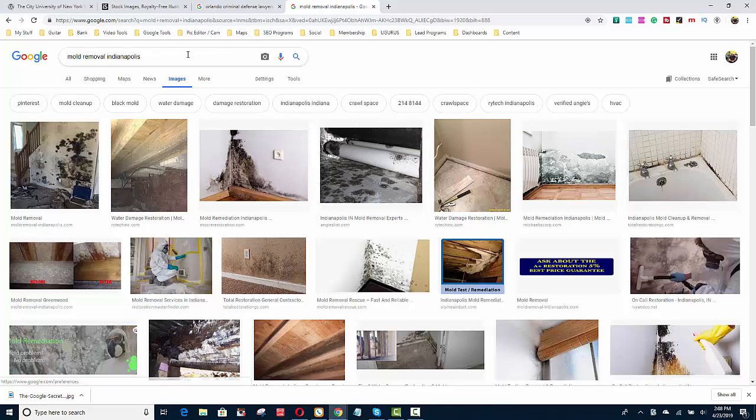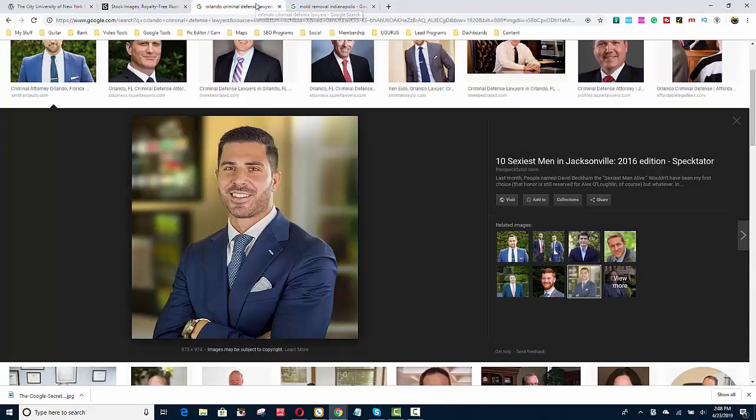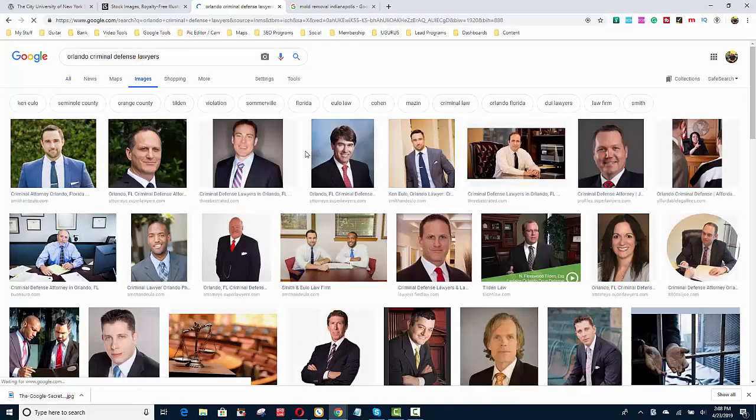Stop picking pictures from iStock just based on pulling them out of thin air. The first thing you should do is check that keyword, whatever your keyword is, go to images and see what Google sees as relevant for that keyword. Most of the answers are there right now. You just need to look at the pictures and look at the similarities and use those type of pictures, because that's what Google deems as the picture for, for example, Orlando criminal defense lawyers.